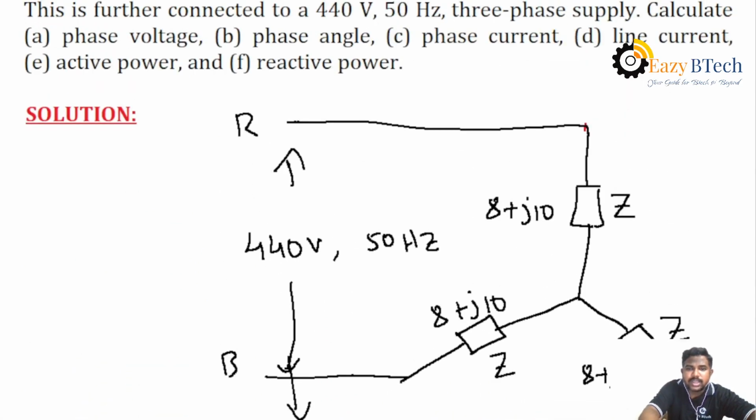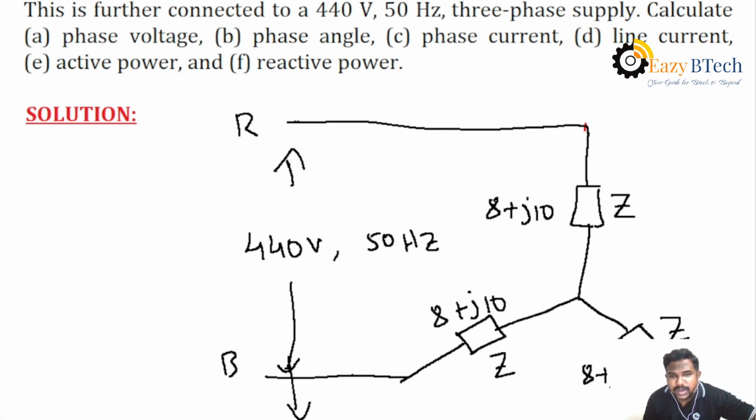Okay, you must draw the star system according to the given values. All impedances are equal. In this problem, 8 plus j10, that is, the impedance values are equal, connected in the form of star. That's why you can draw a balanced star system which is connected to a three phase supply, that is 440 volts 50 hertz supply.